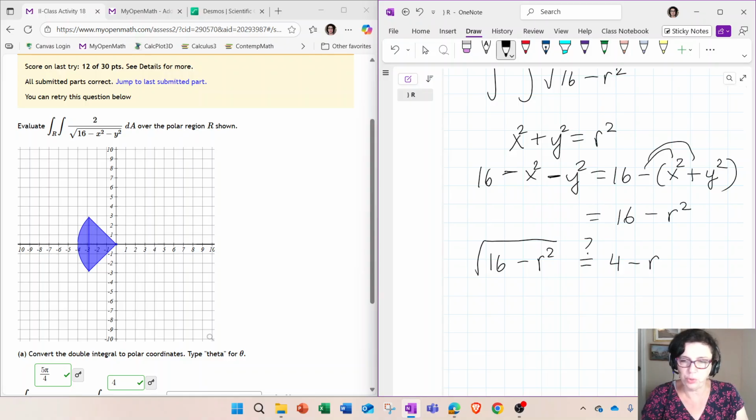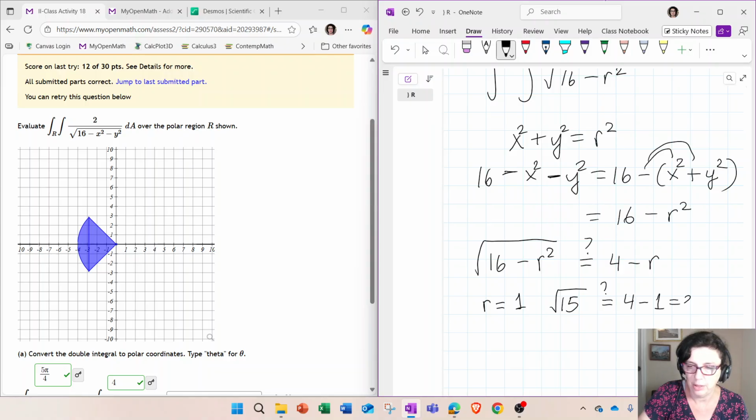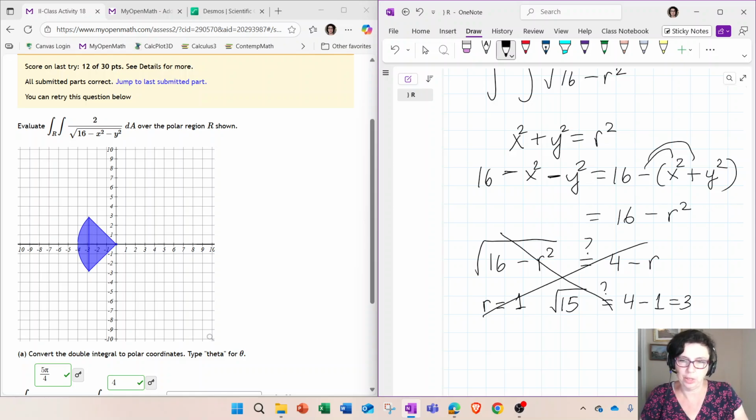And if you ever want to do something crazy like this, just plug in some r value and see if the two sides are the same. Just don't use 0, because 0 is actually the only time when it does work. But for example, when r equals 1, if I were to substitute it, I would get 16 minus 1 squared. Well, that's just 15, square root of 15. But is that equal to 4 minus 1, which is 3? No, it's not. So hopefully you do understand that something like that is not okay.